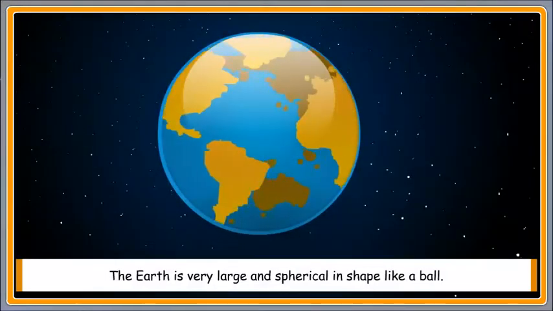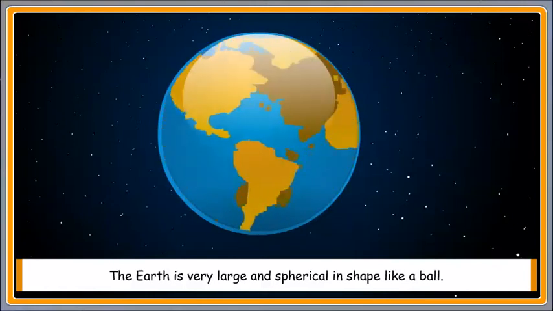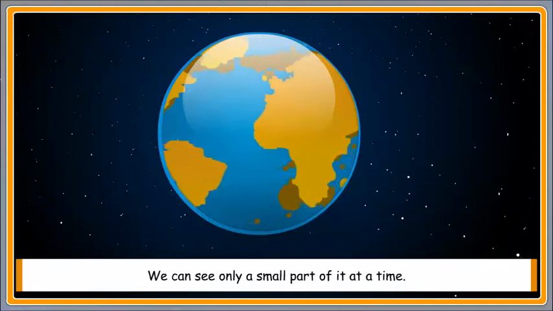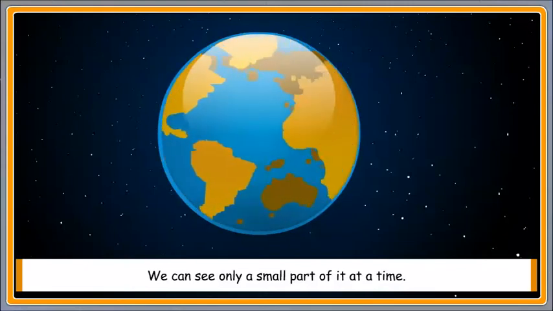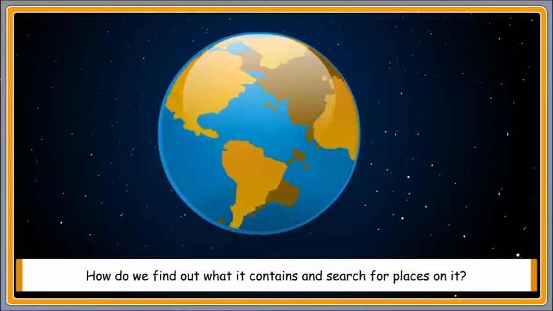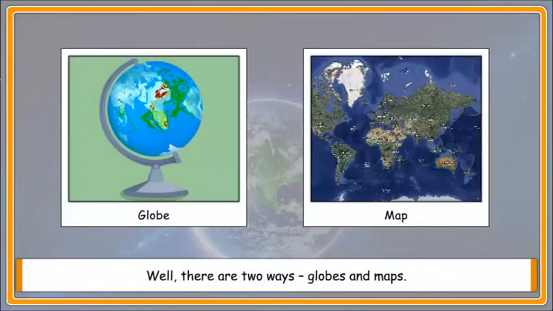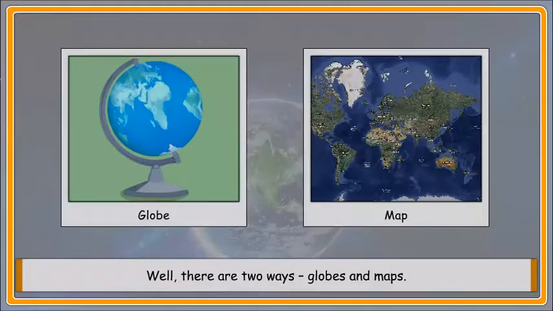The Earth is very large and spherical in shape, like a ball. We can see only a small part of it at a time. How do we find out what it contains and search for places on it? Well, there are two ways: globes and maps.